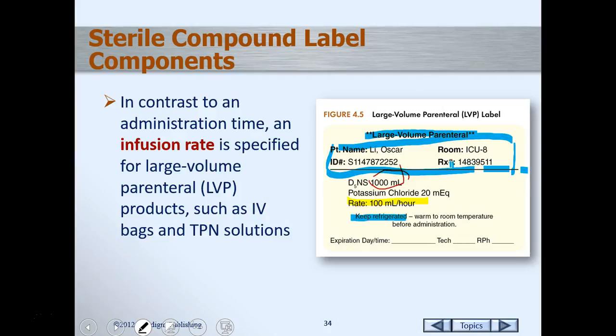Now, once this order is completed, generally the expiration date is going to be 24 hours from the time that it's prepared. But again, we might need to check our references because some things are only going to be stable for maybe 6 hours. So we'd put the date and time, 24 hours probably after it was made, and then the technician would initial, and then the pharmacist would verify, and then they would initial.